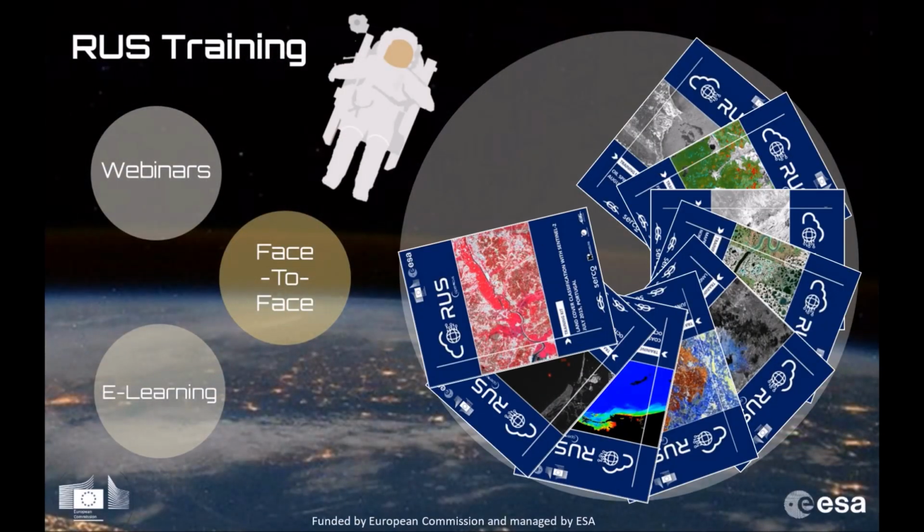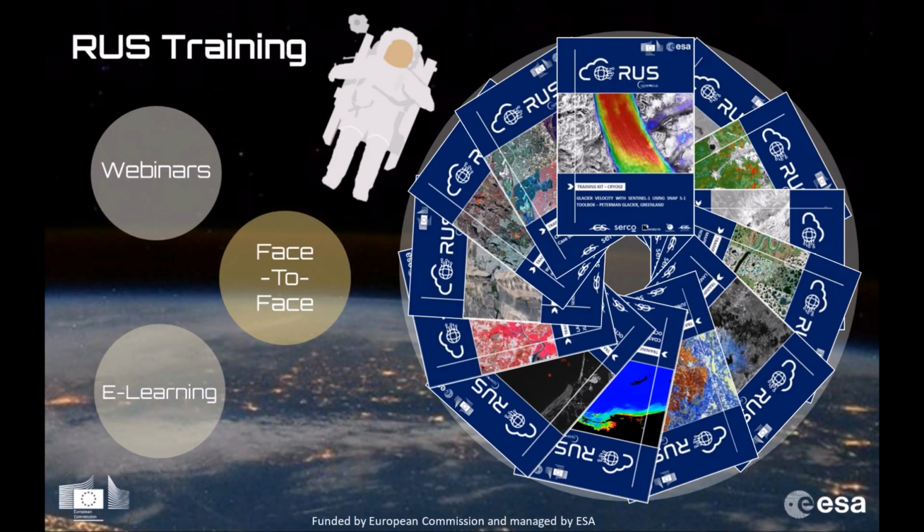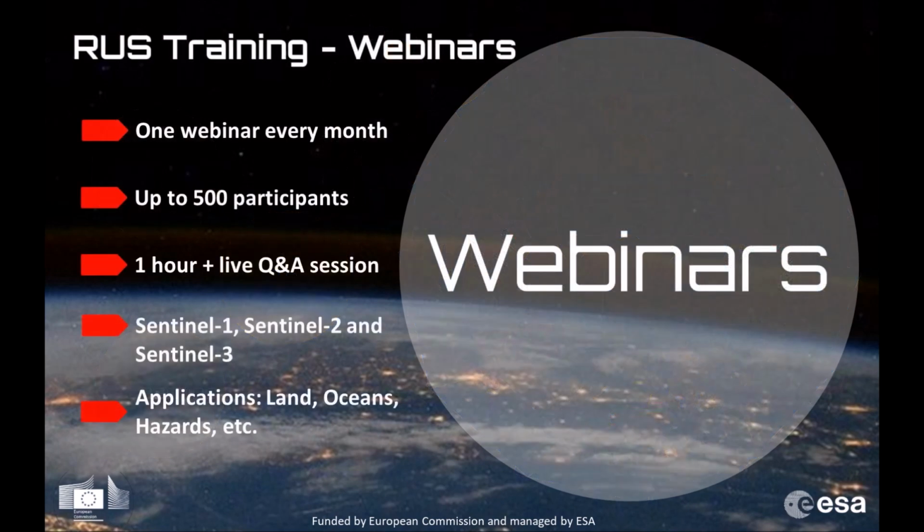So by that I get to the training. That is one of our biggest activities actually. And we provide webinars, we provide face-to-face events, and we provide e-learning. I will show you the webpage a little bit later. So first about the webinars, we aim to do 1 webinar every month.